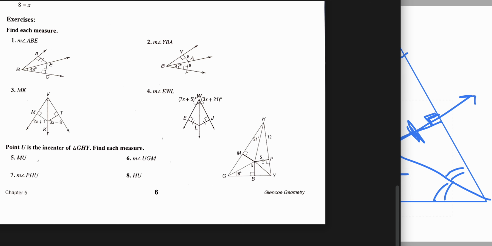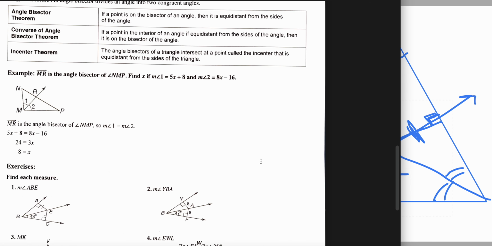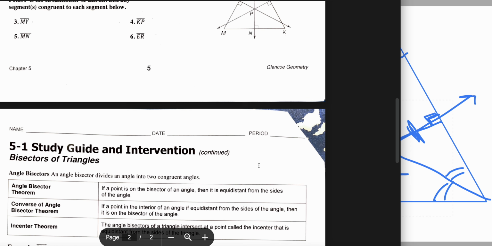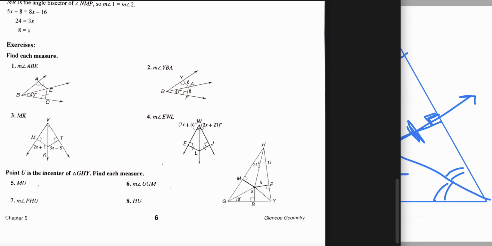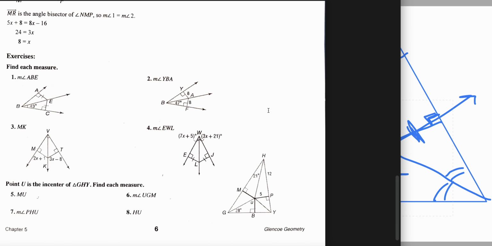Okay. So anyhow, that's these problems here, and that's the lesson for today. Once you finish, we want to go ahead and move on to the IXL practice exercises.